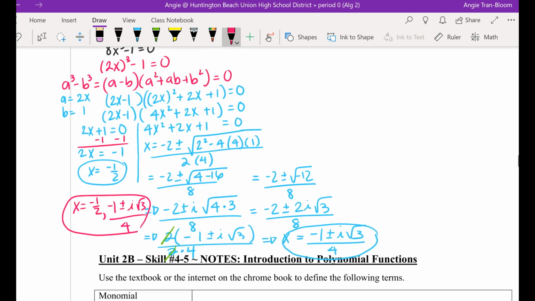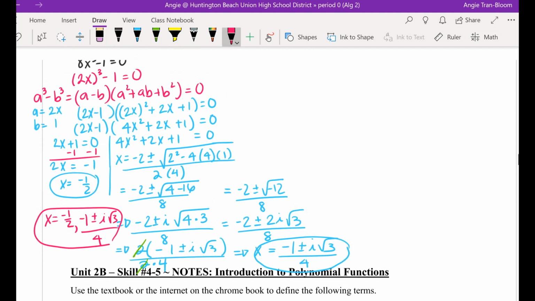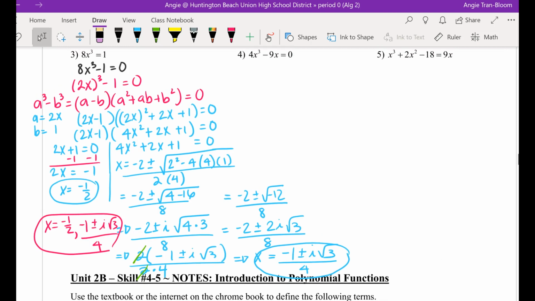Okay. So this question, again, also has 3 answers. If you have a third power, you will have 3 complex answers. If the highest degree is 2, you will have 2 complex answers. We have 2 more questions, and then we can stop with this part of the notes.